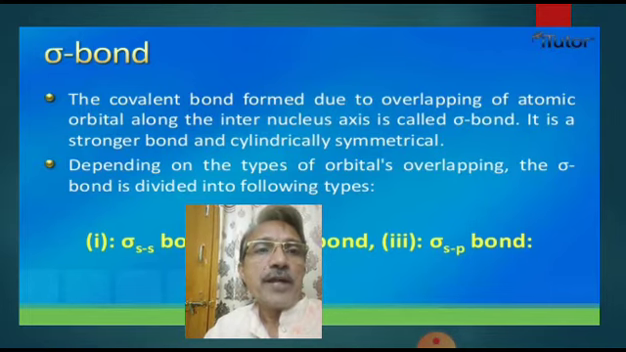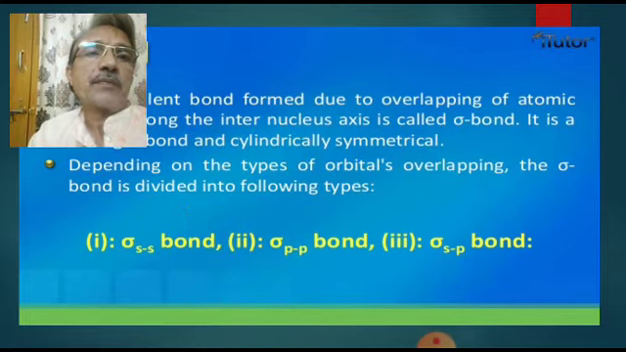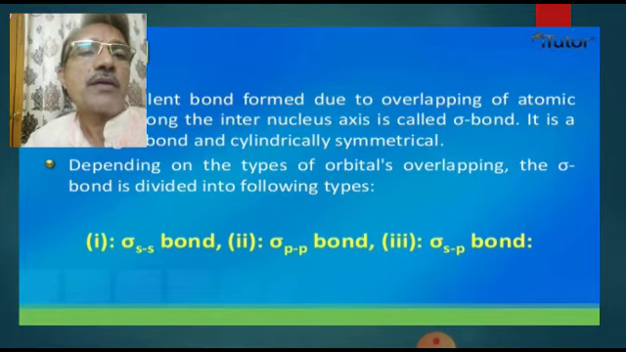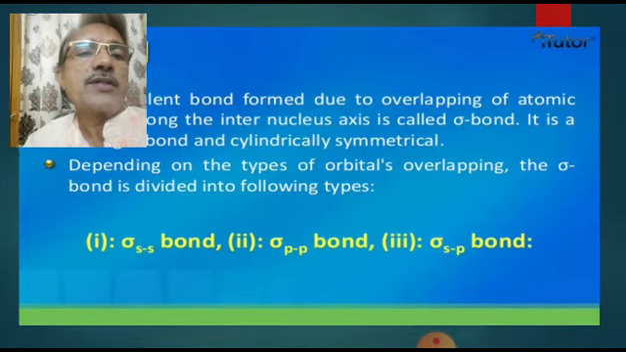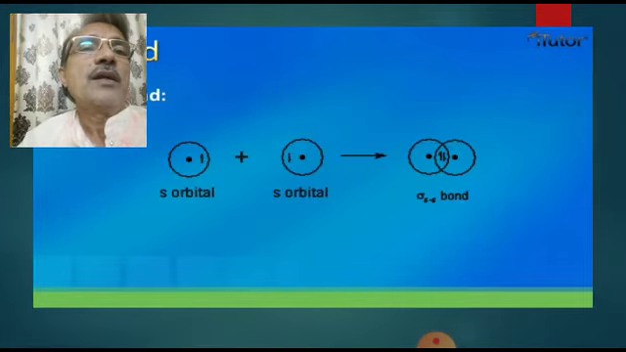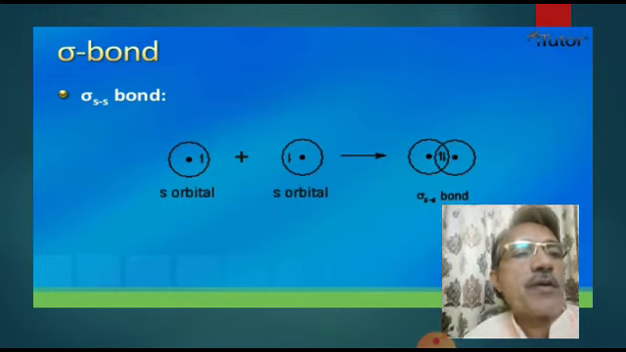Depending on the types of orbitals overlapping, the sigma bond is divided into following types: sigma ss bond, sigma pp bond, sigma sp bond. So there are three types of sigma bond: sigma ss, sigma pp, sigma sp bond. Let us see the formation of sigma ss bond.